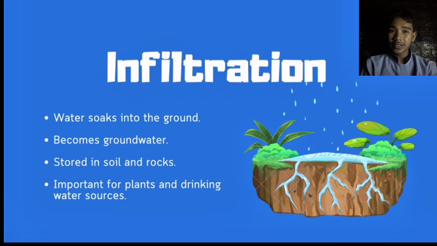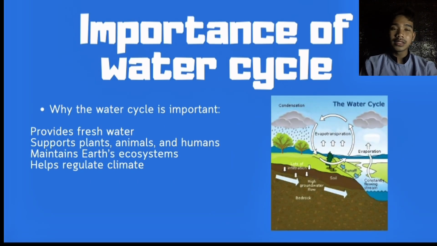To conclude, the water cycle is a continuous and essential process that supports life on Earth. It helps distribute water around the planet, provides fresh water for plants, animals, and humans, and maintains the balance of ecosystems. Without the water cycle, Earth would not have the water needed to sustain life. Thank you for listening.